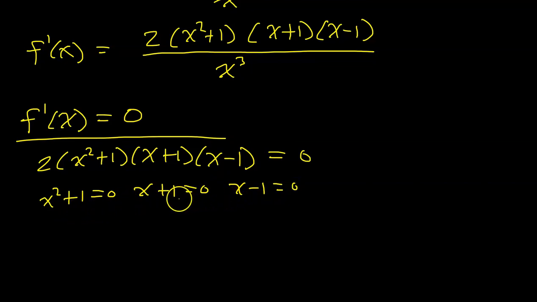So this first one will give me x squared is equal to negative 1. This has no real solutions, right? If I took the square root of both sides, it would be imaginary. You can't square something and get a negative number. So forget about that. So our critical numbers are going to be x equals negative 1 and x equals positive 1. So these are the only critical numbers.